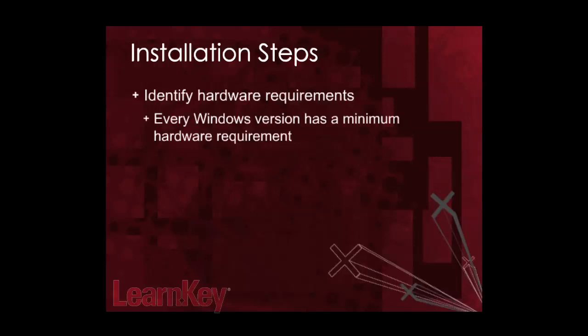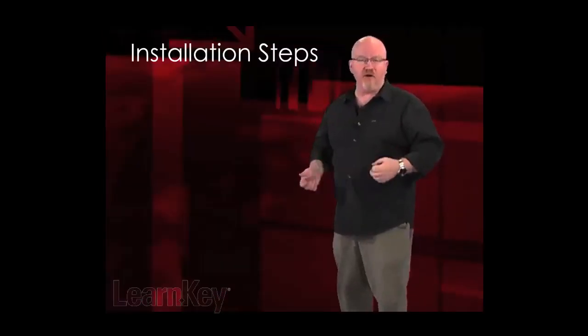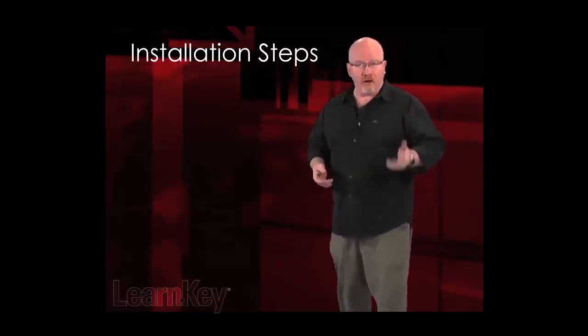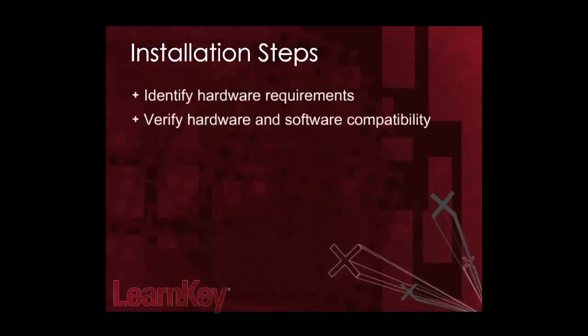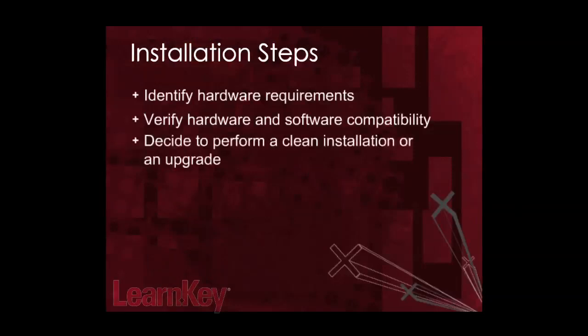Number 2 is verify hardware and software compatibility. Lots of people, I got some cool video card or some cool program. If I'm going to be installing Windows, I'd like to know ahead of time what programs are going to work with it and what hardware is going to work with it. Number 3 is decide whether to perform a clean installation or an upgrade. A clean installation means you just start from scratch, whereas an upgrade means you've already got an established copy of Windows and you're going to install basically on top of it.